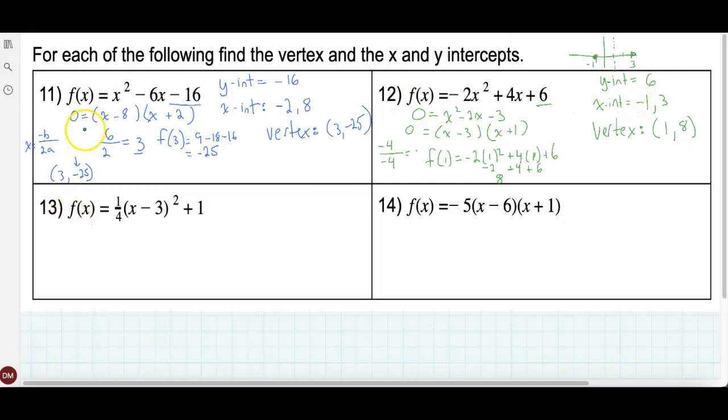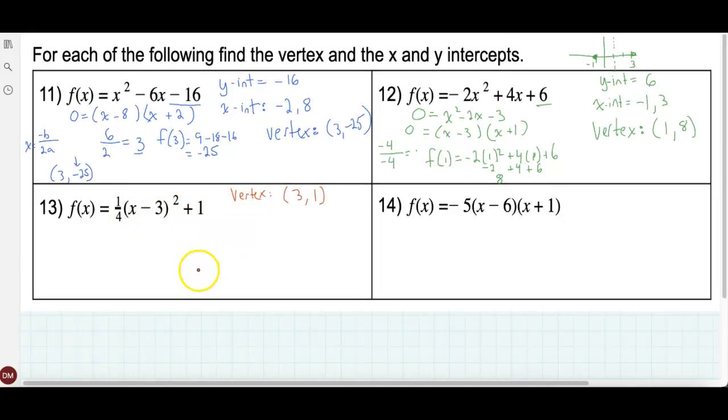So now we're looking at another question here that is in vertex form. Oh, nice. So let's start with the vertex for this one. The vertex is (3, 1), because we have h and k. It's written in vertex form, so that gives us the vertex right away.